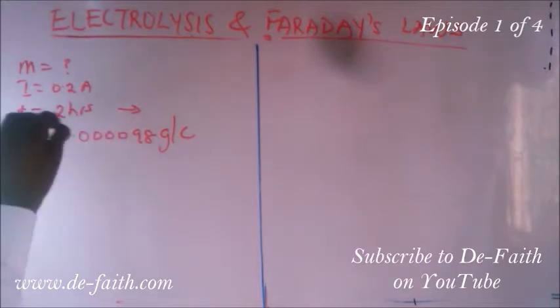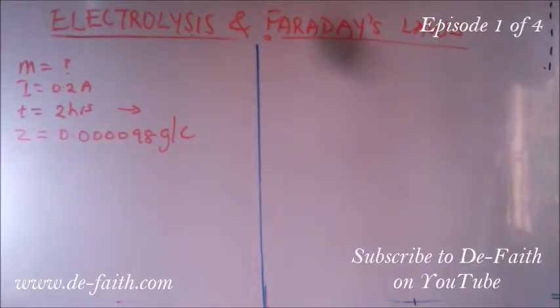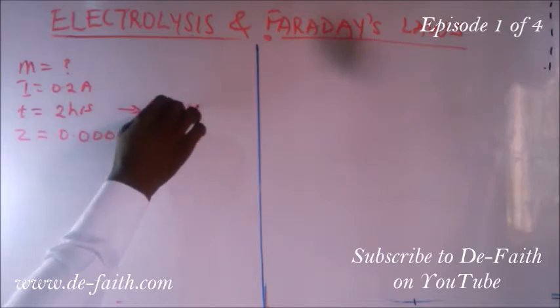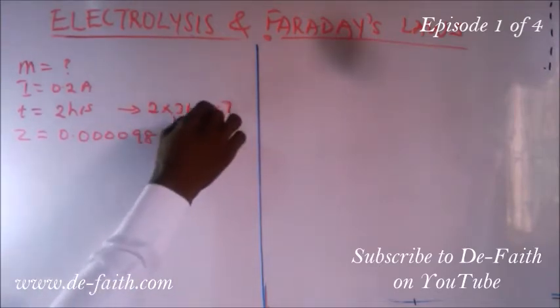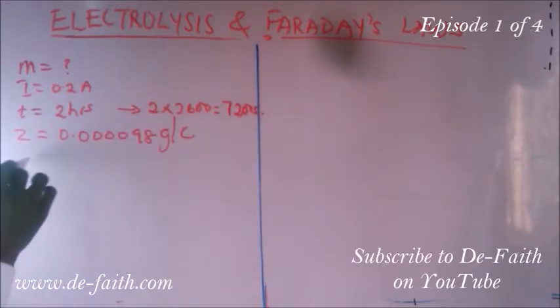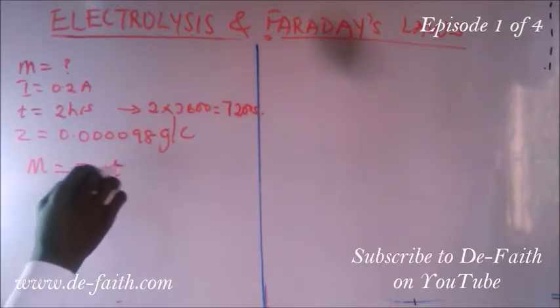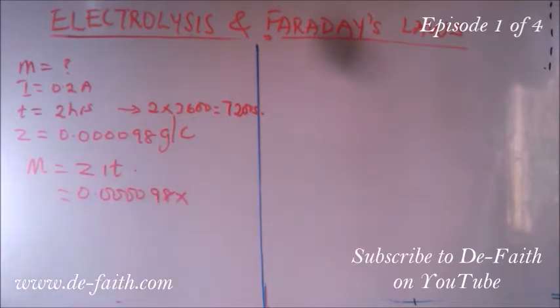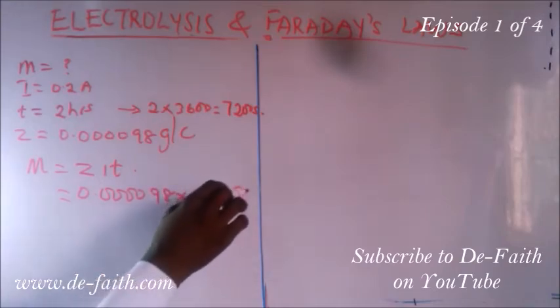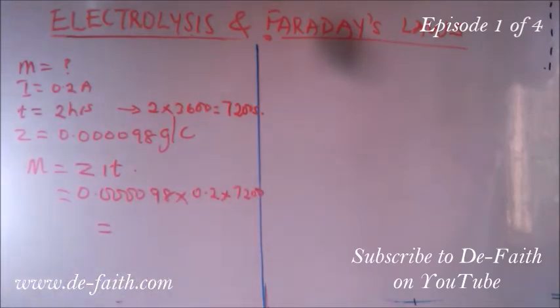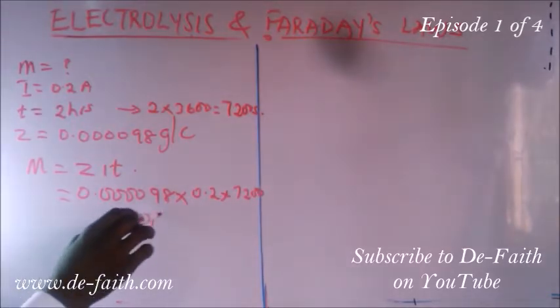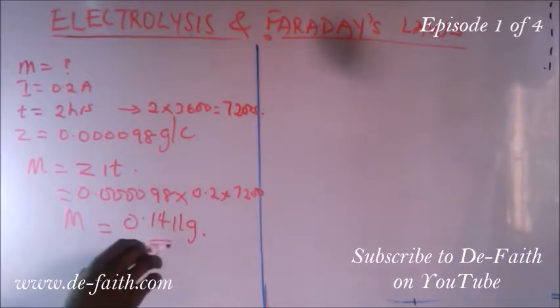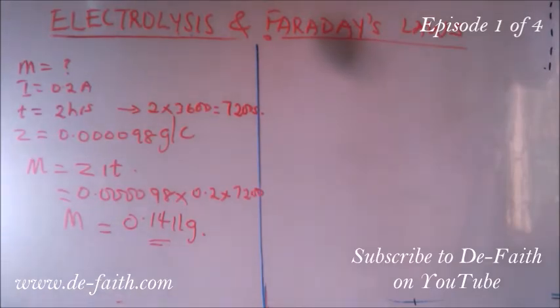First, we need to convert 2 hours into seconds, which is 2 times 3600, and that gives us 7200 seconds. Now we have that mass equals ZIT. Z is 0.000098 multiplied by the current, which is 0.2, times 7200. When we multiply this, it gives 0.1411 gram. Hence, the mass that is deposited at the electrode, most especially the cathode, is 0.1411 gram.